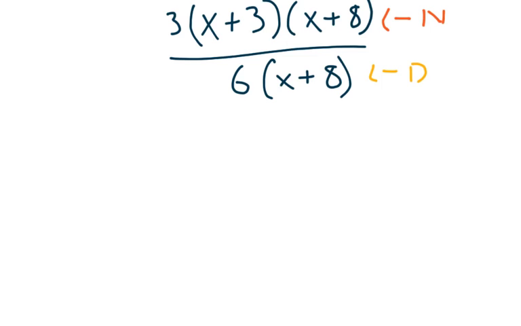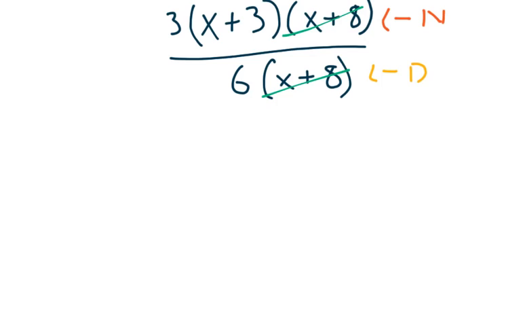They've factored it for you, so you might notice that x plus 3 times x plus 8 looks like something that we might have factored already. And once it's factored, all you need to look for are the same things in the numerator and denominator. In this case, they have an x plus 8 in both the numerator and denominator, so that'll cancel out.